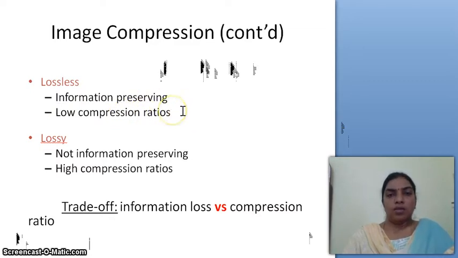Like medical images. Suppose you want to send or observe a medical image, and if some information is lost, that affects the patient, right? That means the patient diagnosis method. So in such a case, information cannot be lost. So we can use the lossless technique, right?